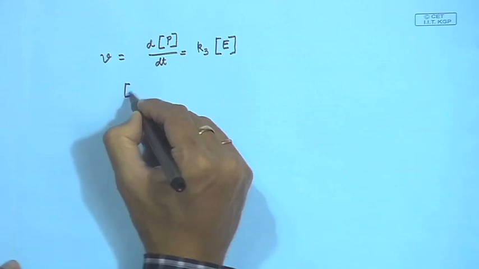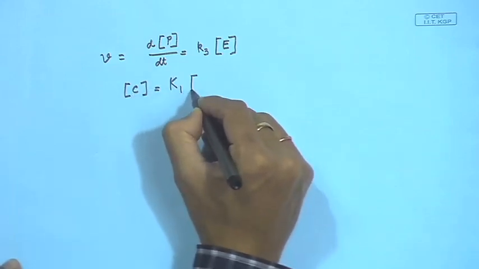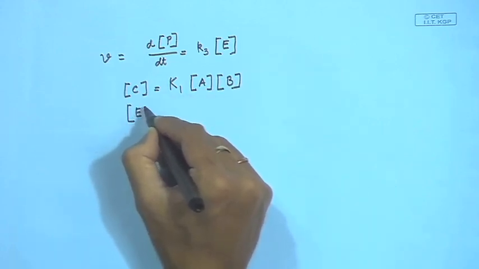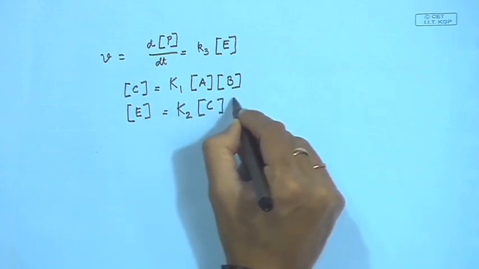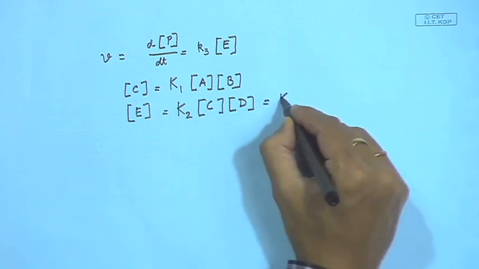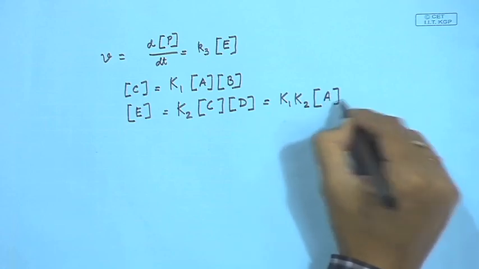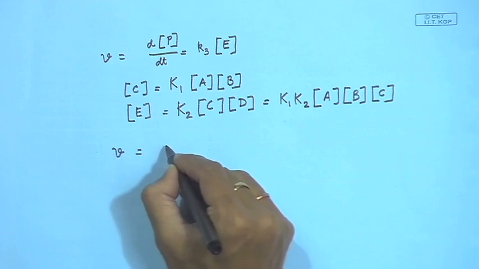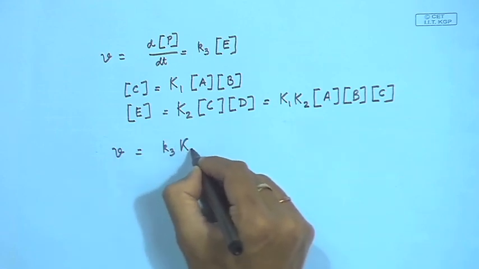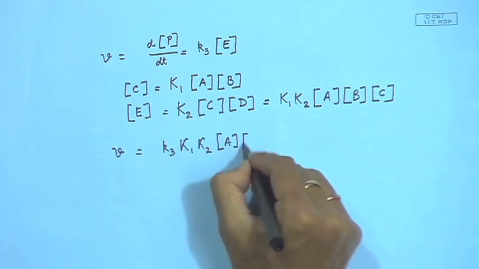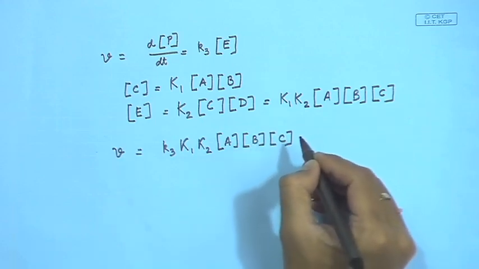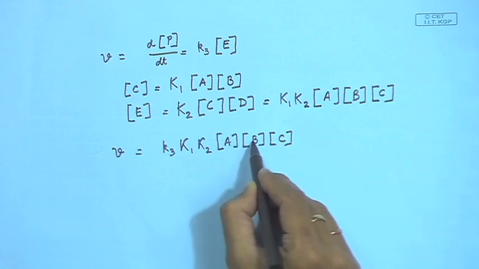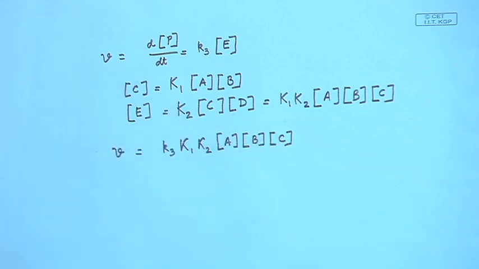The concentration of C will be equal to K1 into [A][B], from the equilibrium constant, and the concentration of E is equal to K2 times [C] times [D], which is equal to K1 K2 [A][B][C]. Therefore, the velocity is equal to k3 K1 K2 [A][B][C]. So, you see that it is an overall third order reaction, that is, 3 concentration terms are involved for this particular mechanism.